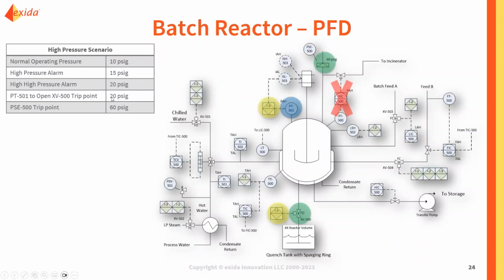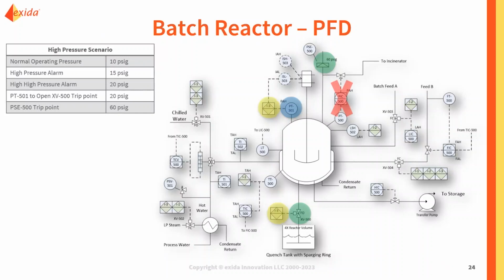We have another alarm at 20 psig, and that is when our SIF reacts. So in this case, PT501 hits 20 psig, which is going to open our final element here to dump the contents of the reactor into a quench tank, and that happens at 20 psig. There is another safeguard here in the design, which is to say that if our SIF fails, there is a rupture disk, PSC 500, right here, that's going to lift at 60 psig and obviously relieve the pressure within the reactor.